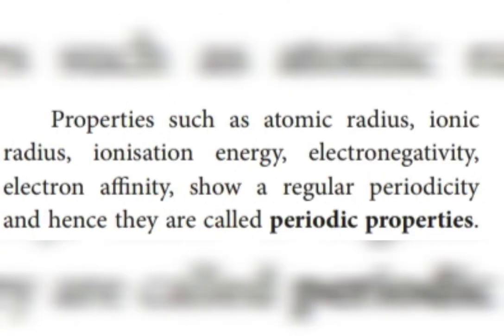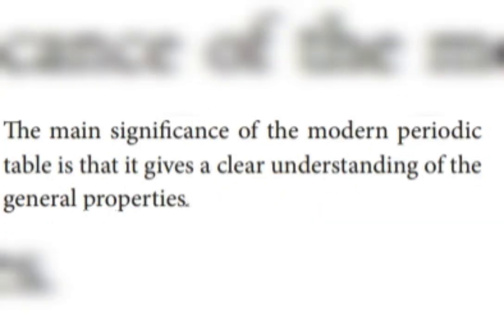Properties such as atomic radius, ionic radius, ionization energy, electronegativity, electron affinity also show a regular periodicity, and hence they are called periodic properties. The main significance of the modern periodic table is that it gives a clear understanding of the general properties.